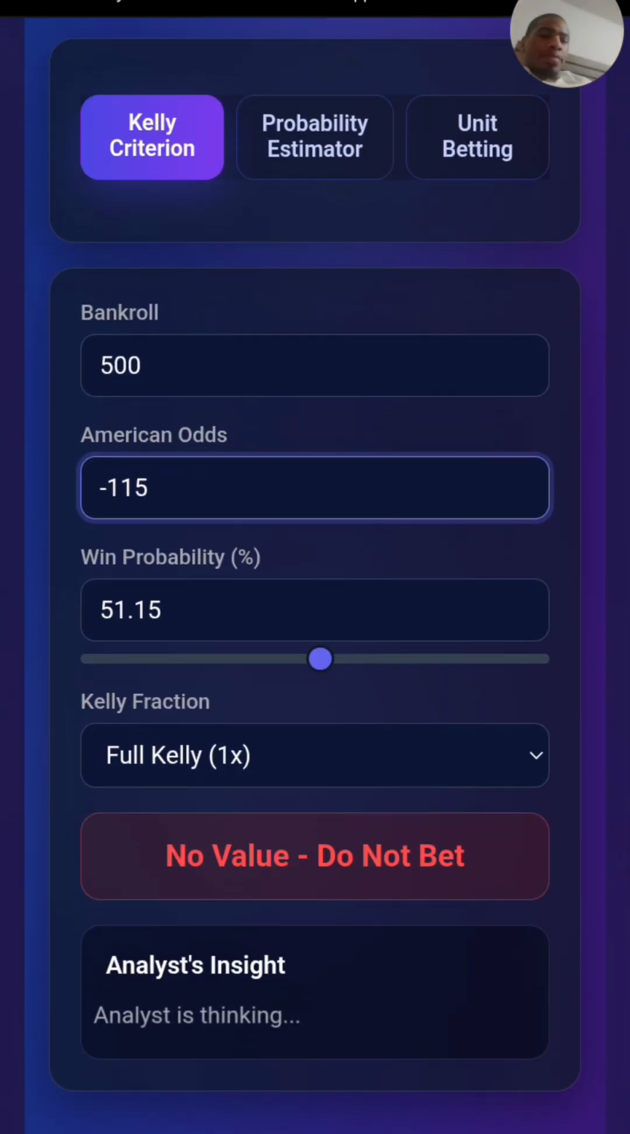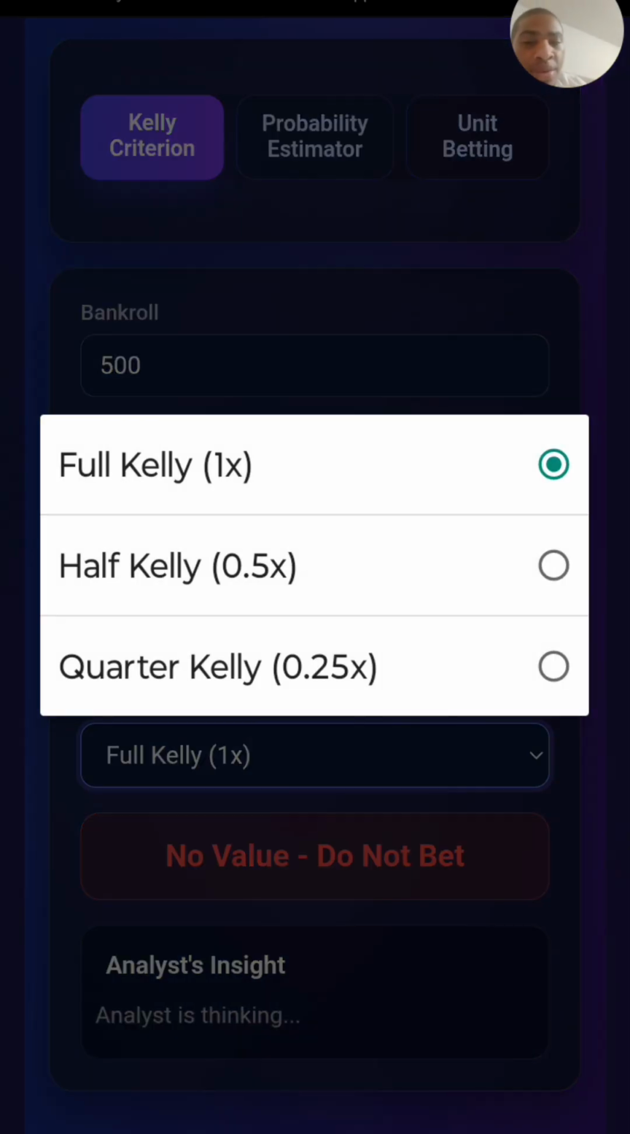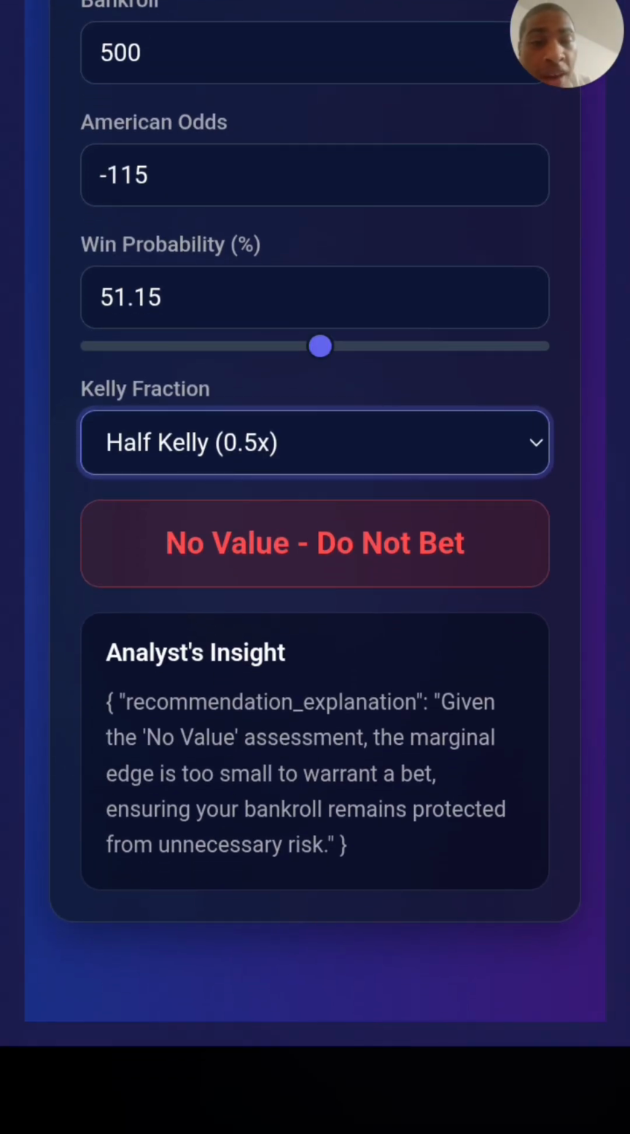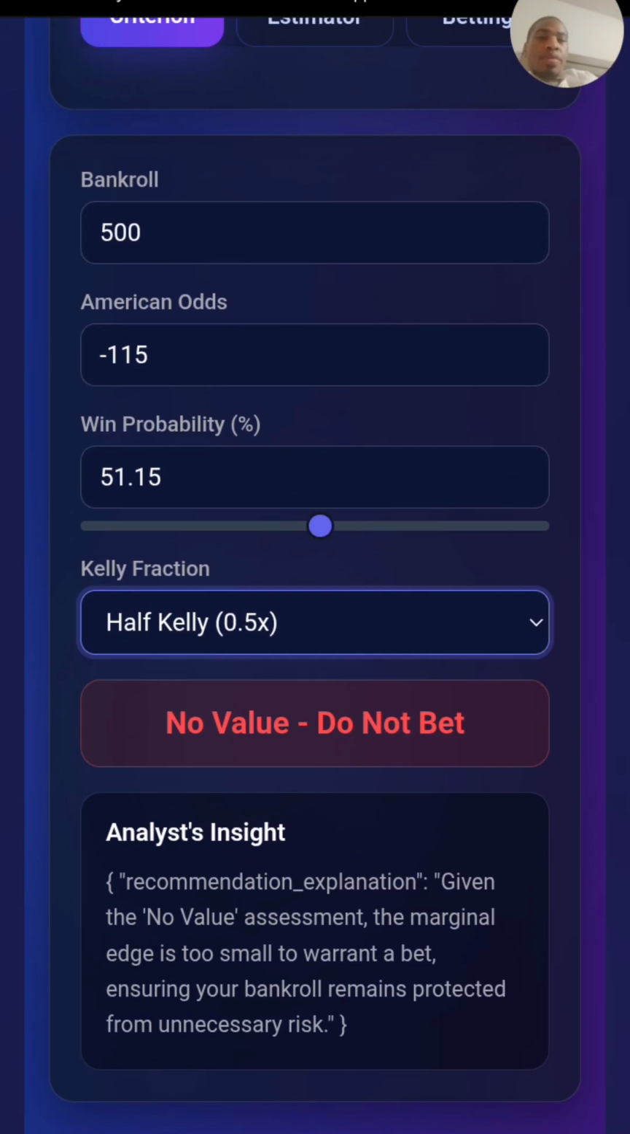Look at that. That's full Kelly. Let's see what it has. Half Kelly. Now, you seen it here first. There is no value in betting on this game. Our little AI analyst says, recommendation explanation: given the no value assessment, the marginal edge is too small to warrant a bet, ensuring your bankroll remains protected from unnecessary risk. It says do not bet on this game. This is a bad bet.